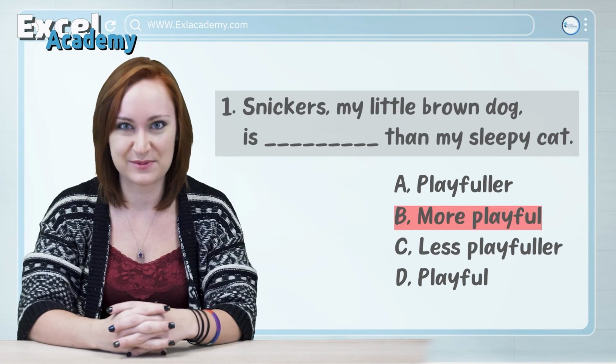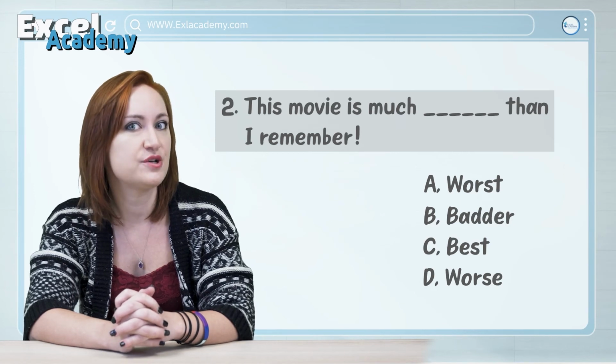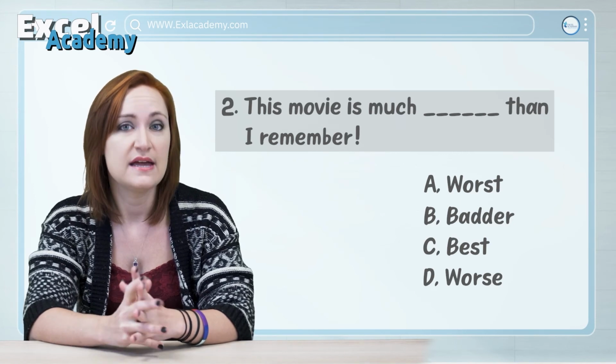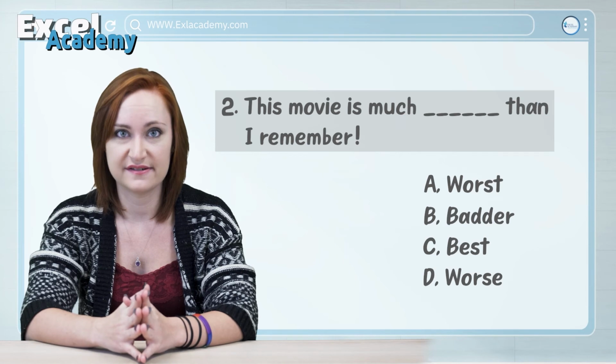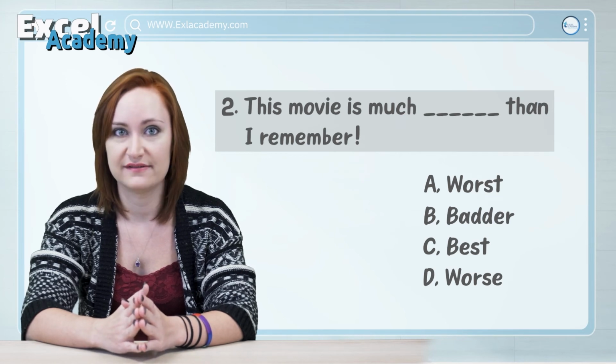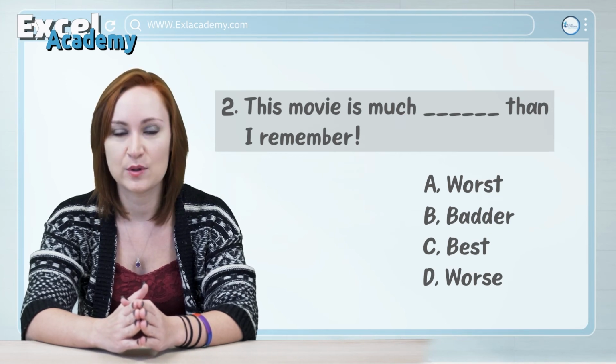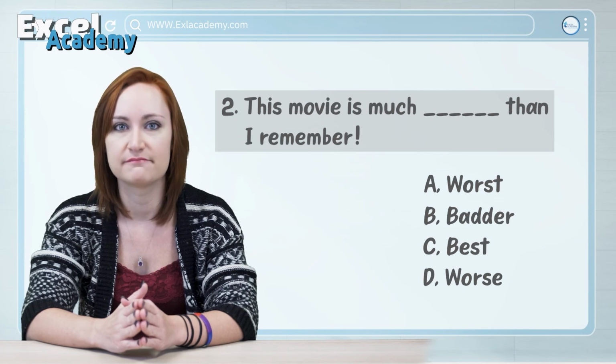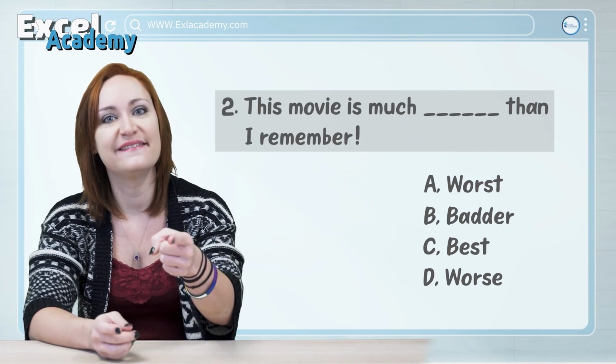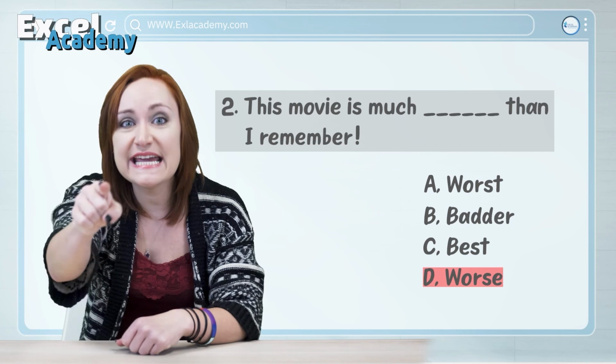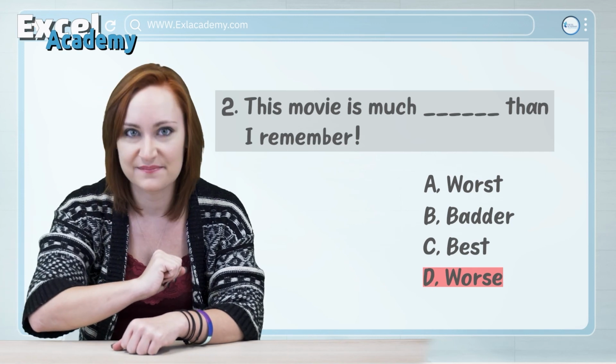Now let's get on to the next one. This movie is much blank than I remember. It's either A, worst, B, badder, C, best, or D, worse. Oh, I know you know it. Well, if you guessed D, worse, you are correct.